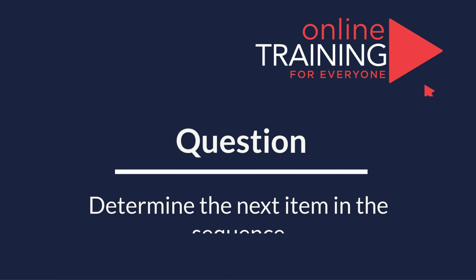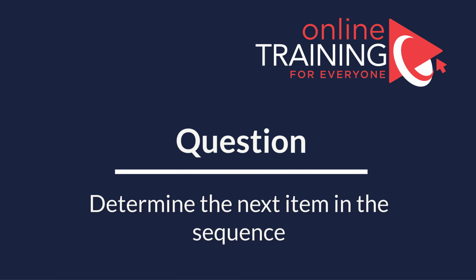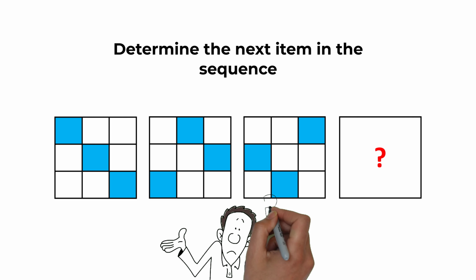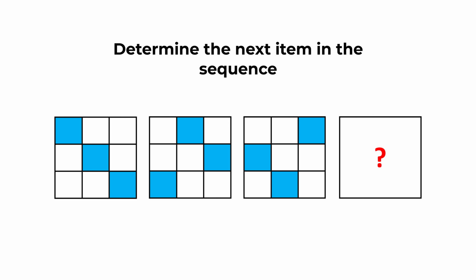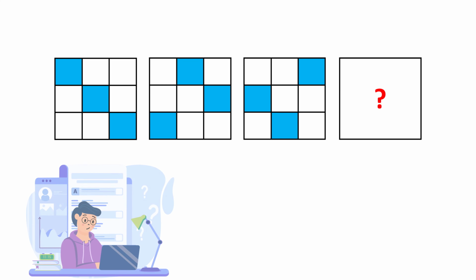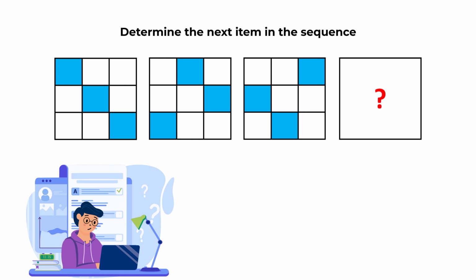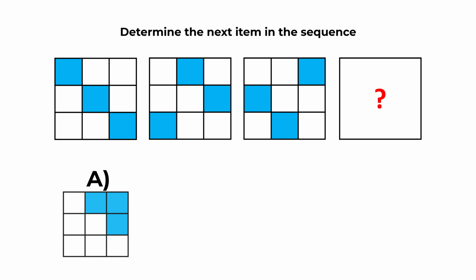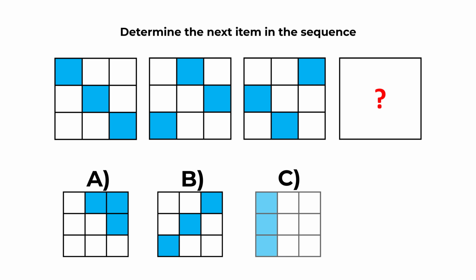Here is a very interesting problem that you might frequently get on the test. You need to determine the next item in the sequence. You're presented with the sequence of large squares. Each large square contains 9 small squares inside, and small squares are of the different color. You need to determine next item in the sequence, and you have 4 different choices. Choices A, B, C, and D.